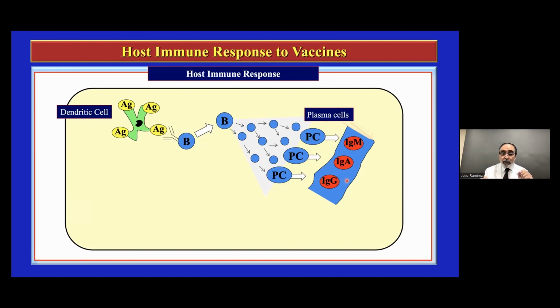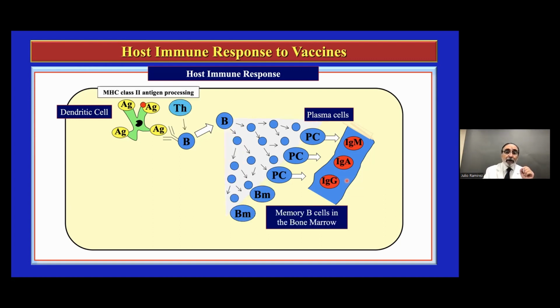Now, what about if this is a protein antigen? Well, if this protein antigen is from an extracellular pathogen, it's going to be presented with a class 2 antigen, and now the T helper cells are going to be activated. And when the T helper cells are activated, there are cytokines. We have a better activity for the B cells, and here, where there were just plasma cells, now there are plasma cells with memory B cells. And the memory B cells are going to go to the bone marrow and have a better response.